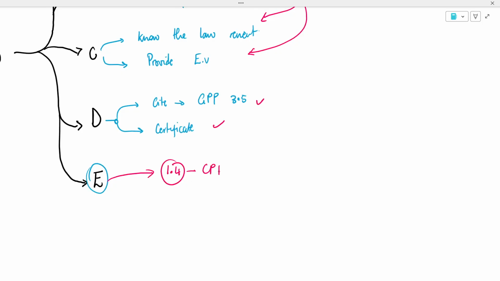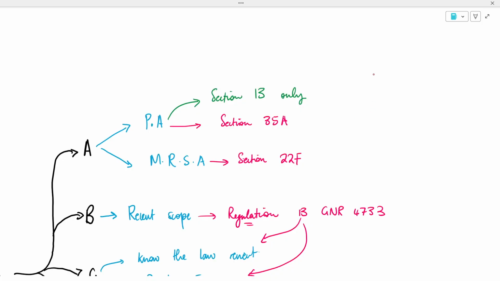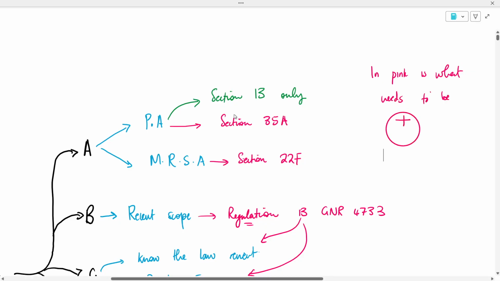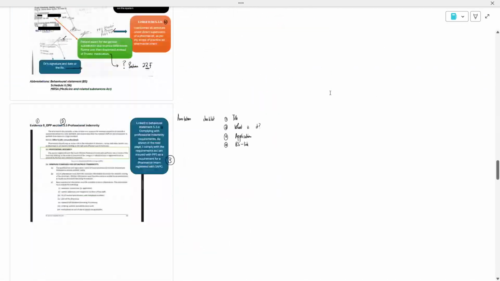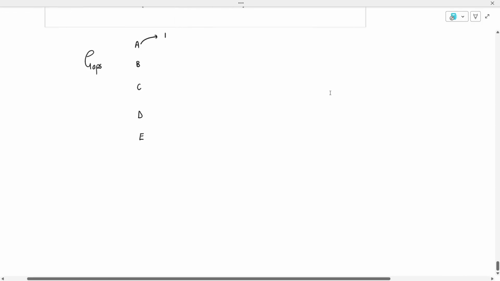Section 1.4 is about CPD. This is the easiest one to apply ethics because you completed a CPD activity. You can also include section 1.4, the well-being of the patient, which is about labeling medication. Okay, I will say in pink is what needs to be added. That's a plus sign, by the way. Sorry. Okay. And then the gaps now that I'm also seeing.